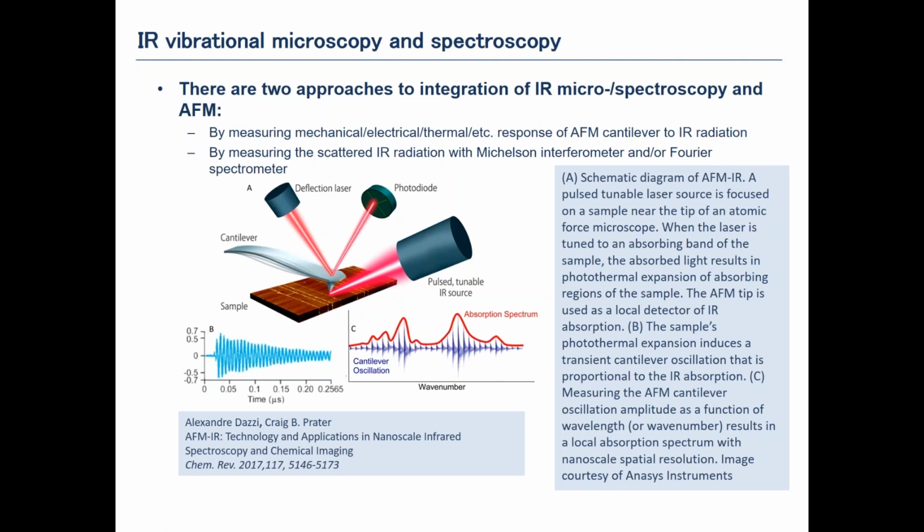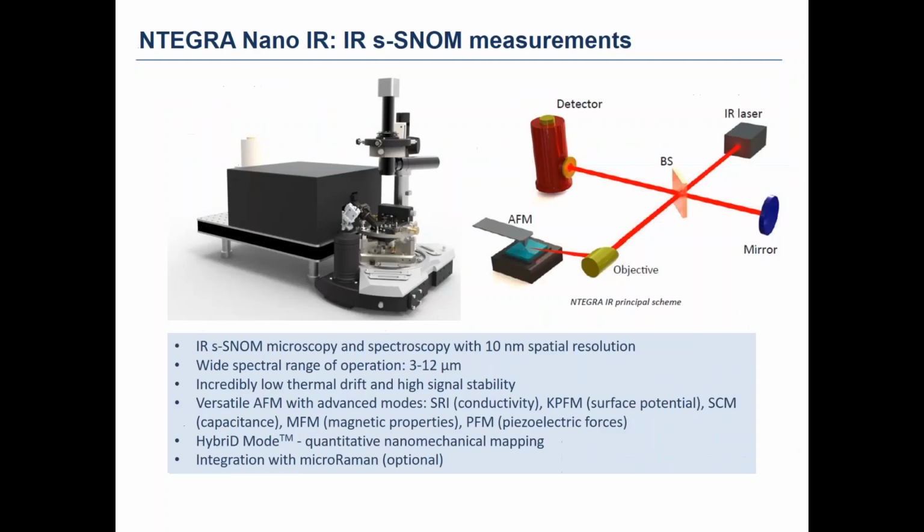So that's why we use the scattering s-SNOM regime, and this regime is realized in our Integra Nano IR system. That is the system that is specially designed for these infrared measurements. In the left part of the slide, this is the picture of the system and how it looks.